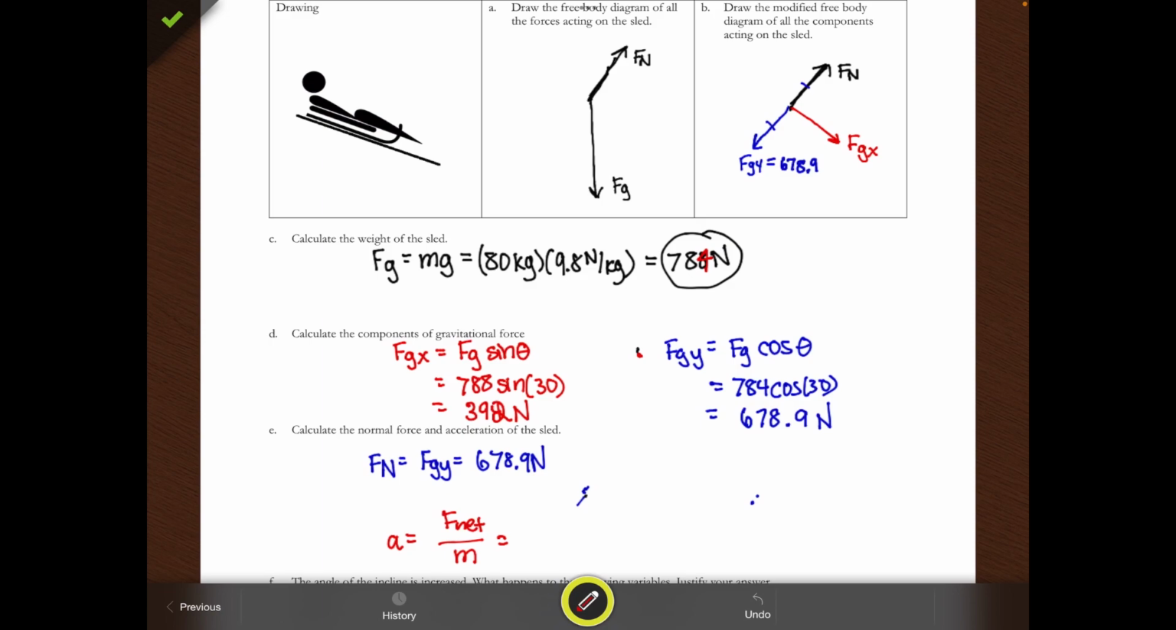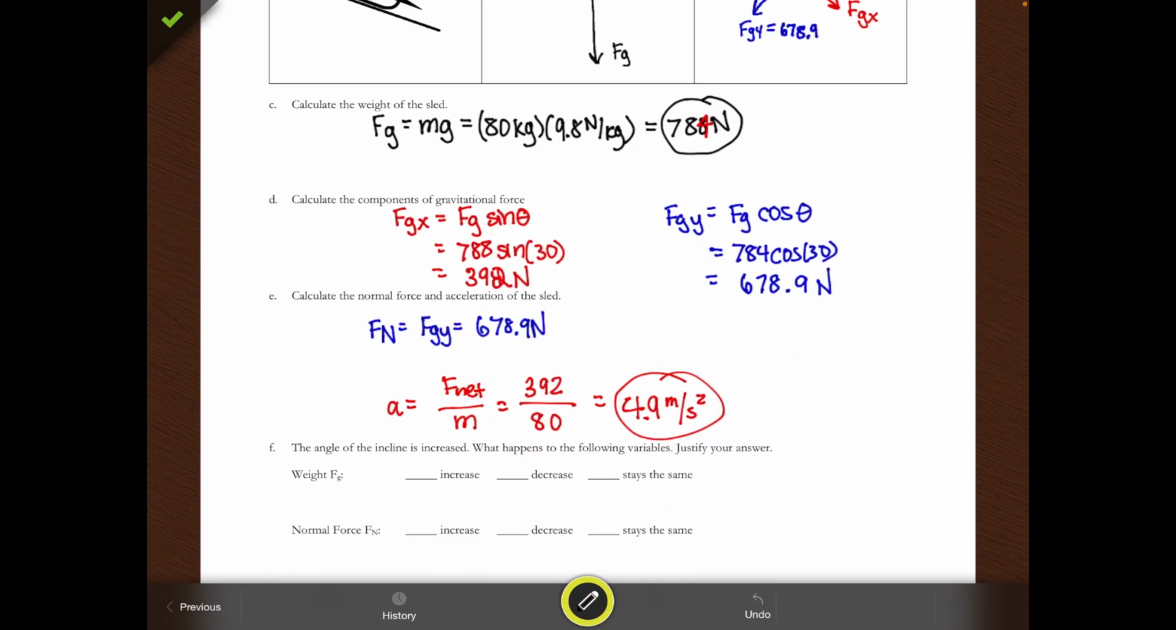There's only one force causing the acceleration, and that acts on 80 kilograms of mass. This acceleration is 4.9 meters per second squared. That makes sense to me because I'm expecting an acceleration between 0 and 9.8. Finally, what happens when the angle increases? The weight would stay the same because Fg still equals mg, guys. Mass doesn't change, field doesn't change. But the normal force would change.